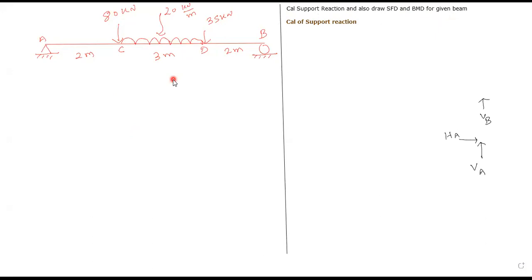As we have discussed, types of support and so on. Is it clear? Is the data clear to all of you? Please confirm. And please sit with a calculator.